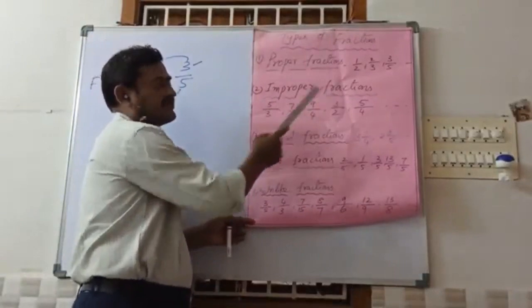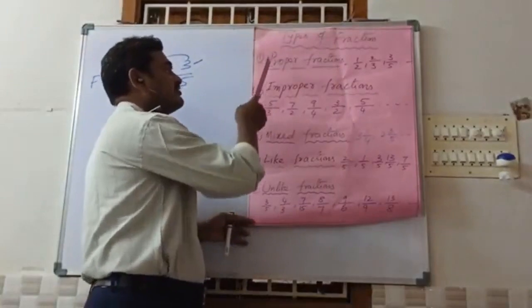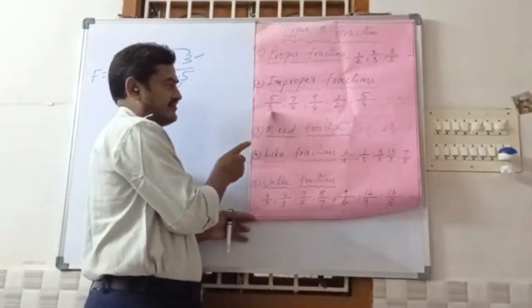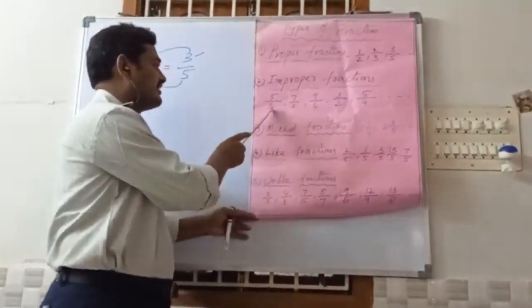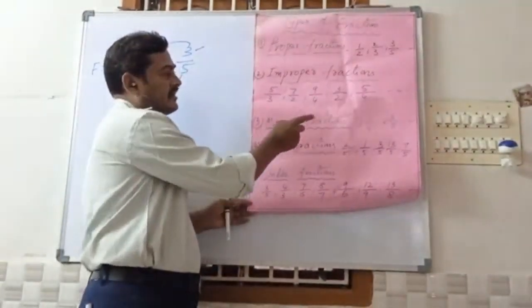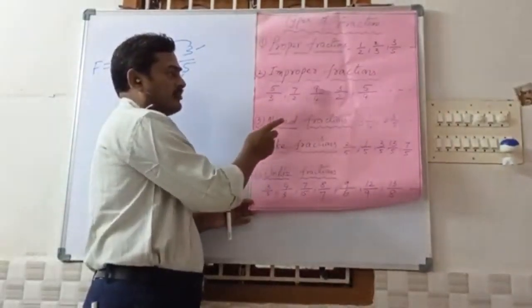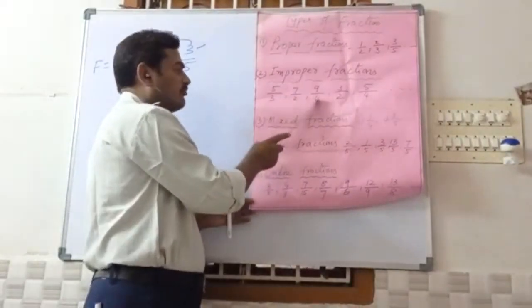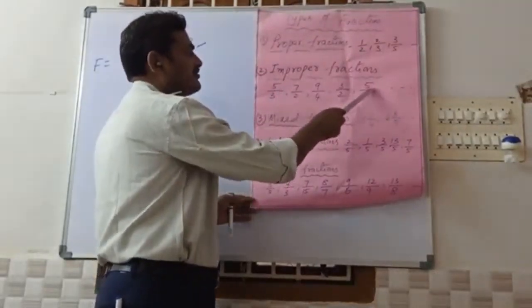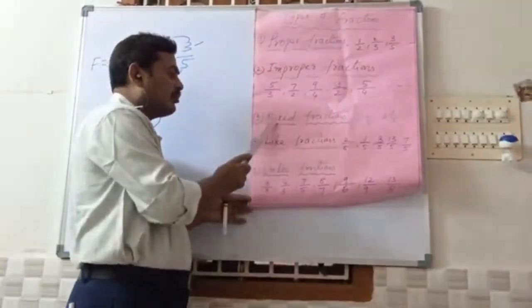Now improper fraction. How can we define an improper fraction? The reverse of the proper fraction. The numerator is big and the denominator is less. So 5 by 3. Here the numerator is 5 and the denominator is 3. 5 by 4. 9 by 4. Here we observe that all the denominators are small and all the numerators are big. This is an improper fraction.